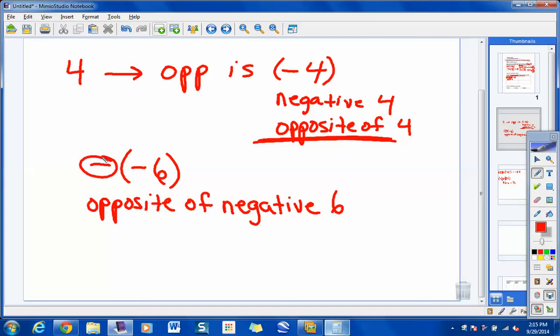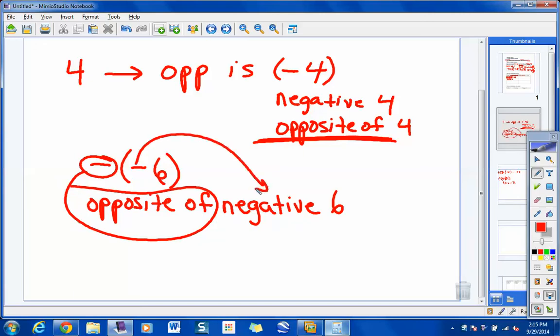This sign right here is my opposite of part, and then this sign right here is negative. What's the opposite of a negative? Positive. So when you see double negatives right here, all that's really saying is what's the opposite of a negative, which is a positive. So therefore, double negative has to be positive. Have you heard that before? I think so. Okay. Double negatives. Read it as the opposite of a negative, and you're there.